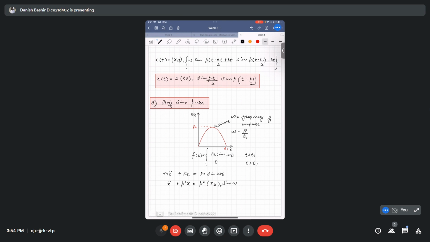For the homogeneous solution, if the right hand side would have been 0, it would have been free vibrations. And x of t homogeneous, which I denote by subscript h, will be a cos pt plus b sin pt. Okay, we got the homogeneous solution.